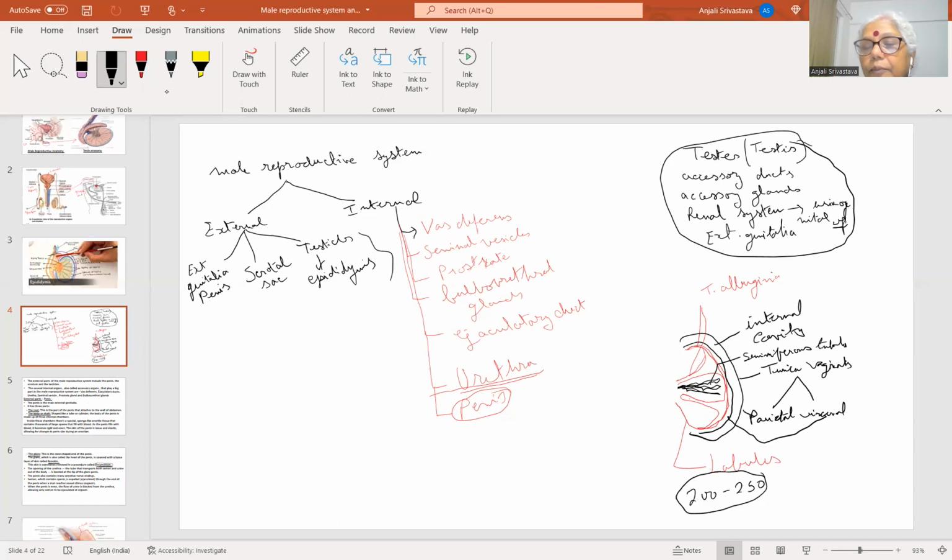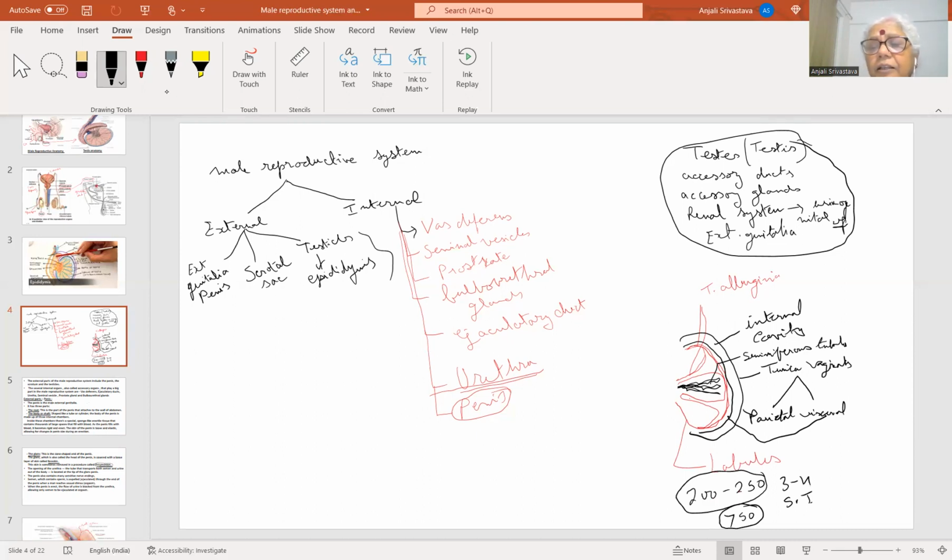In each lobule there are 3 to 4 seminiferous tubules. So altogether around 700 to 750 seminiferous tubules are found in each testis. This is the average number in the male testis.